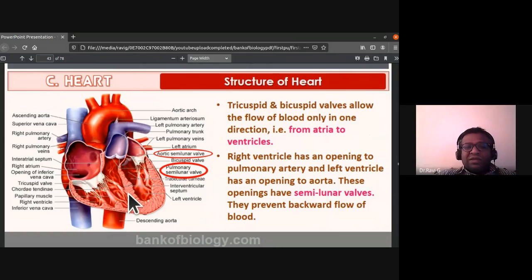So all the valves have the major function of maintaining a unidirectional flow of blood and preventing backward flow. So the pulmonary semilunar valves and the aortic semilunar valves, even these openings have semilunar valves. They prevent backward flow of blood.